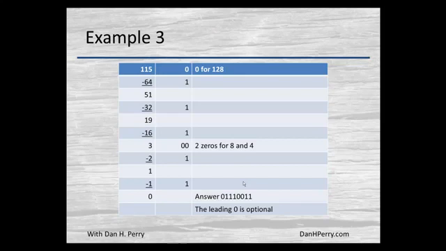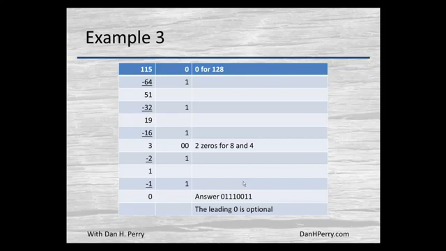Here's another one with the 115. It will not go into the 128, so we've got a 0 for the leading or most significant bit. It will go into the 64, so we bring down a 1, subtract that off, gives us 51. That will go into the 32, so we bring down a 1, leaving us 19. That will go into the 16, bring down a 1, leaving us 3.